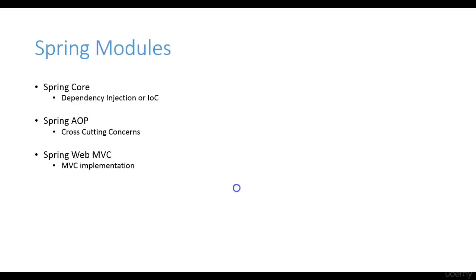The Spring framework contains a lot of features which are well organized in about 20 modules. These modules can be grouped together based on their primary features into core container, data access integration, web, AOP or aspect oriented programming, instrumentation and testing.